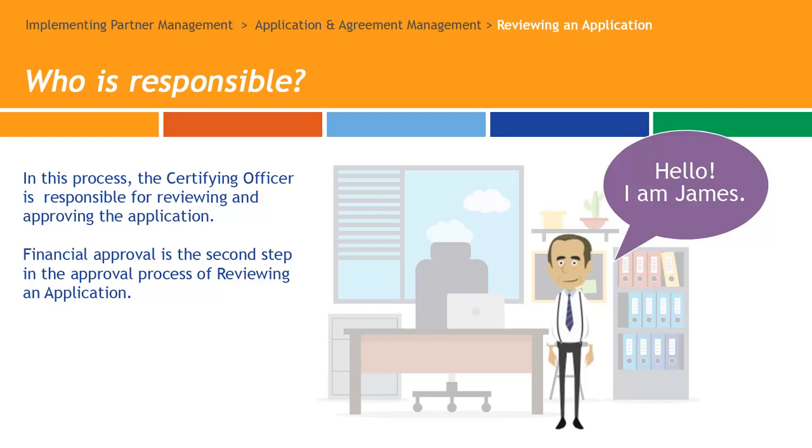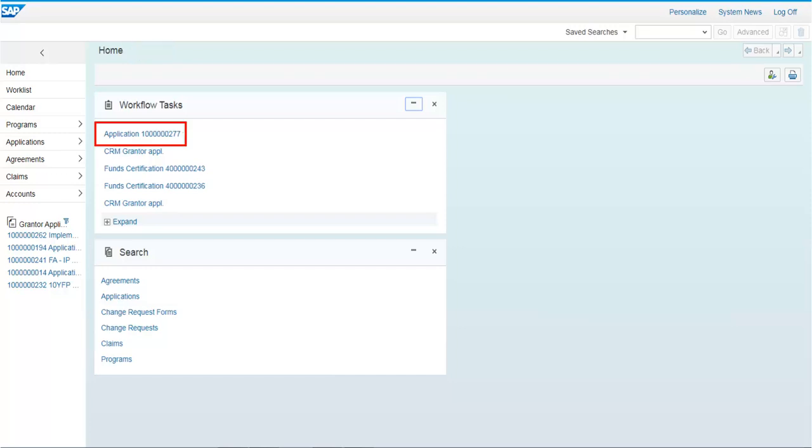Hello, I am James, the Certifying Officer. Let's get started. Here, in the home page, the Certifying Officer will receive a notification alerting me that the application requires my approval. So, click on the Workflow task.